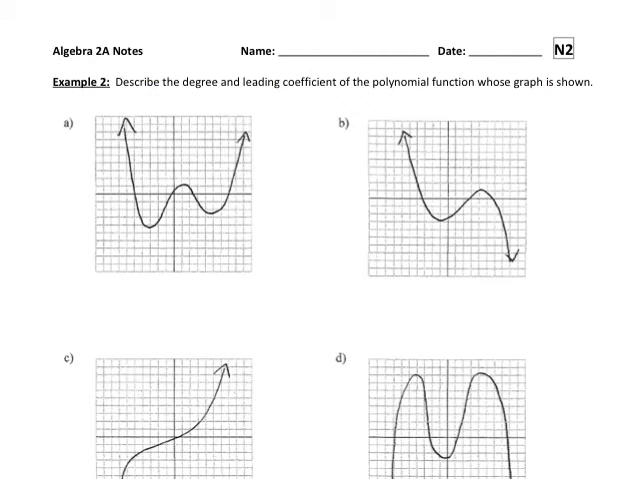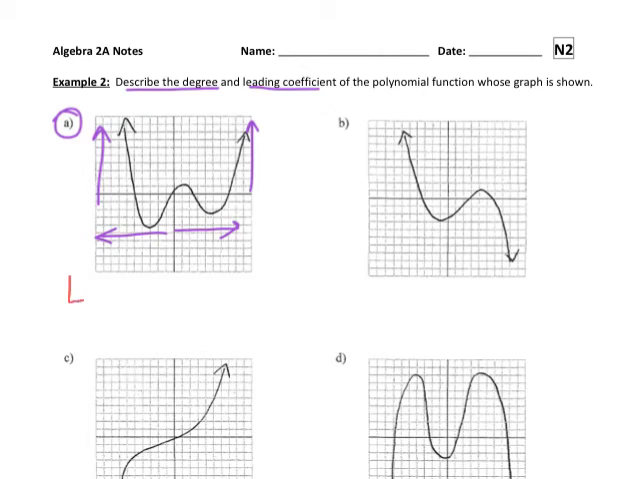On the next page, we have example 2. I'd like you to describe the degree and the leading coefficient of the polynomial function whose graph is shown. So when you see a graph like the one that we have here in problem A, if x is going positive and the function itself is getting closer to infinity, then what does that mean when, as x gets closer to negative infinity, the graph continues to go up? Is the degree odd or even, and is the leading coefficient negative or positive?